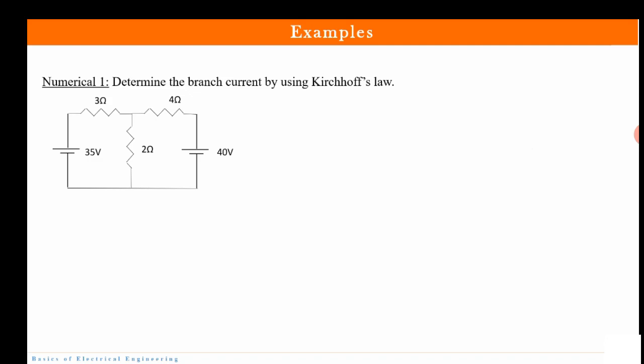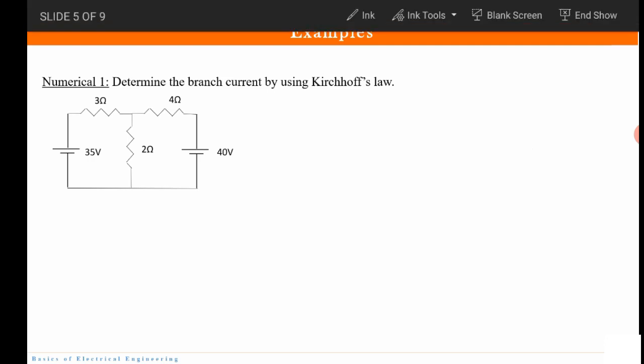The very first thing to solve these kinds of circuits is to assume the direction of the current. Now how to assume the direction of the current? For that we need to consider how the supplies are connected. We know that current flows from the positive terminal of the battery and comes back to the negative terminal of the battery, right? So since this is a positive terminal, I will assume that the current flows in this direction. It goes to this, again it comes here, right?